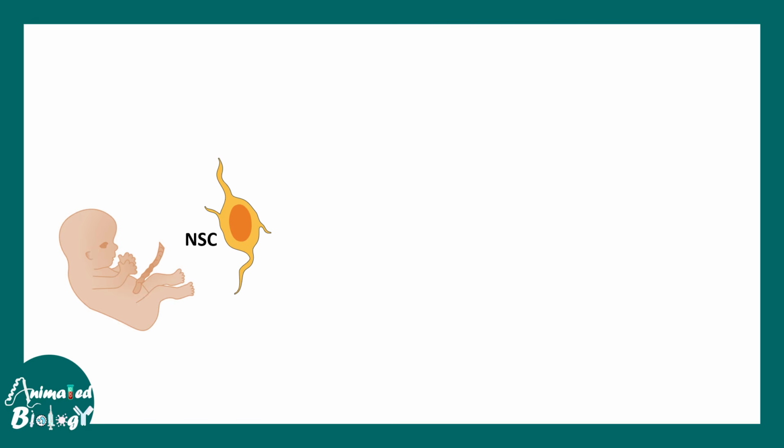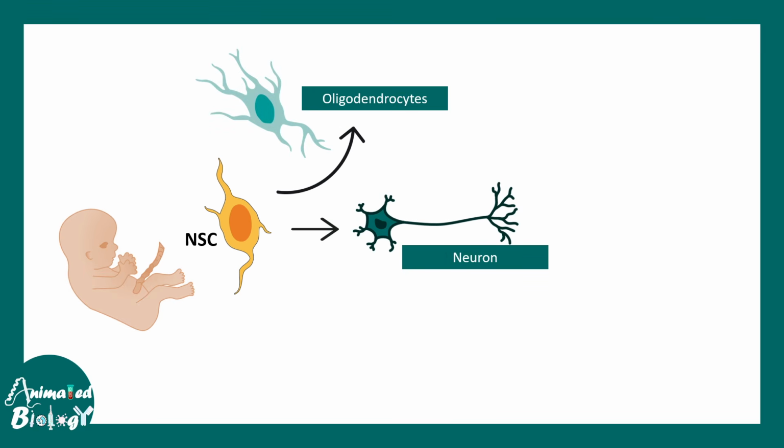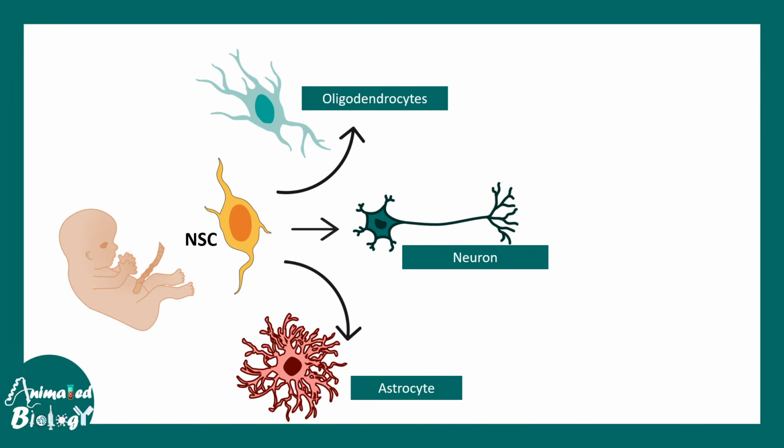Now, it's important to note that other cell types such as astrocytes are generated from the neuronal stem cells, and also oligodendrocytes are generated from the neuronal stem cells themselves. So the key essence is the external and the internal signals which tell the neuronal stem cells when to make neurons, when to make astrocytes, and when to make oligodendrocytes.